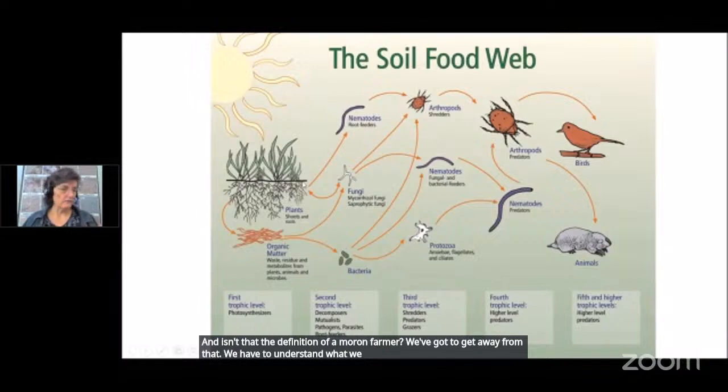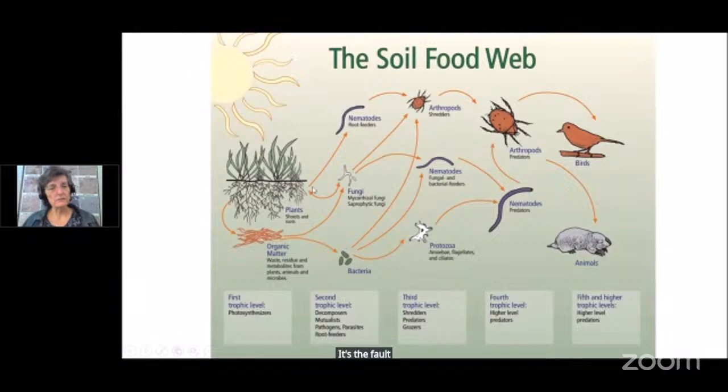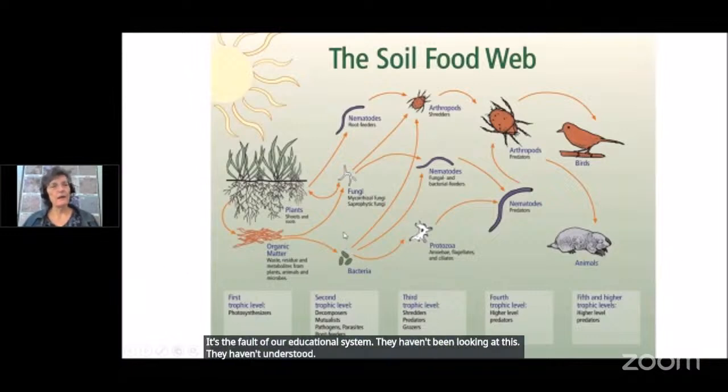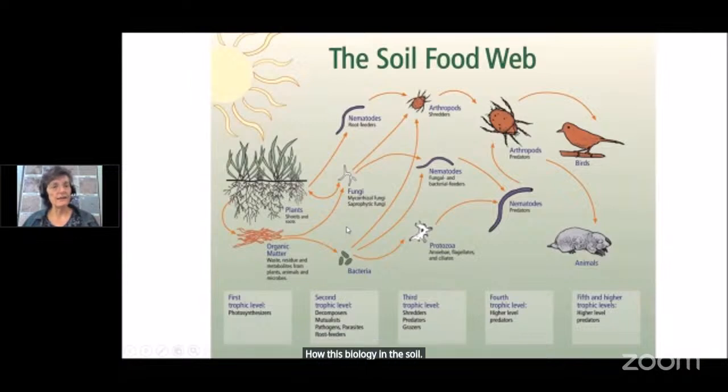It's not the fault of the farmer, really, that they keep putting more on and more on and more on. It's the fault of our educational system. They haven't been looking at this. They haven't understood how this biology in the soil works, and that if we get this biology back, we don't need those inorganic fertilizers. We don't need those pesticides either.